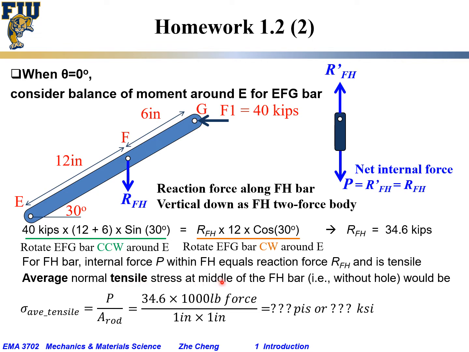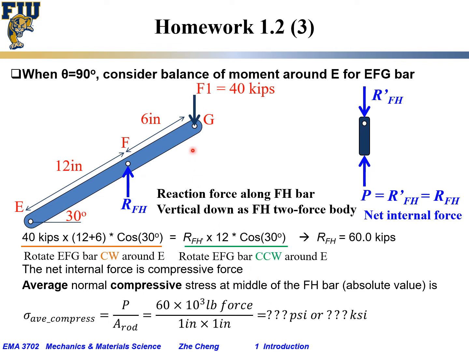The average normal stress at the middle of the FH bar, note, not where the pin is, but at the middle where there's no pinhole, would be force over area, the internal force P over the rod's normal cross section, which is 1 inch by 1 inch. The internal force we just said is 34.6 thousand pounds of force, and as a result you would get the unit of psi, or you can also write it in ksi, meaning thousand psi. Again, sigma for average normal stress is the normal force divided by the normal cross-section area. And this would be the formula to calculate the result. And I hide the result in this case.